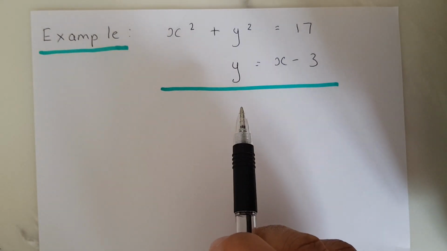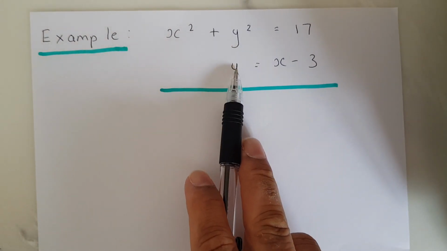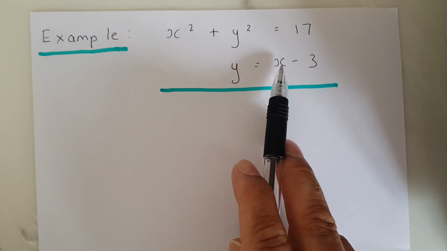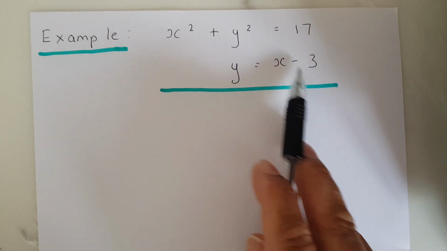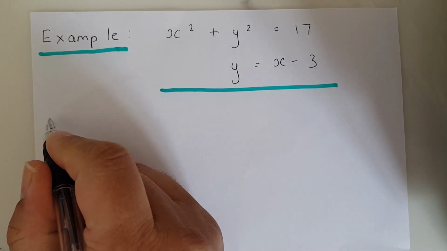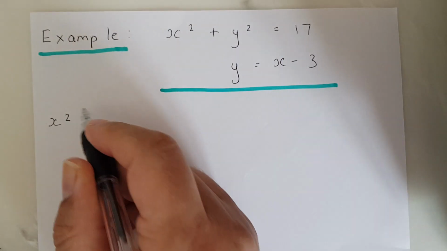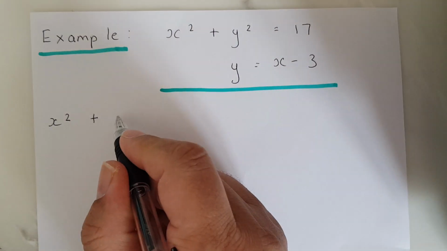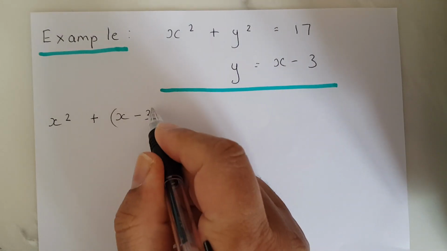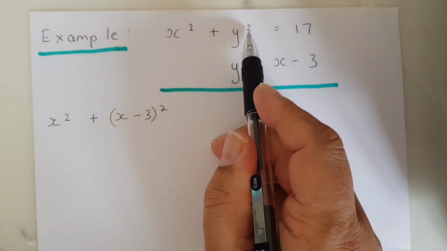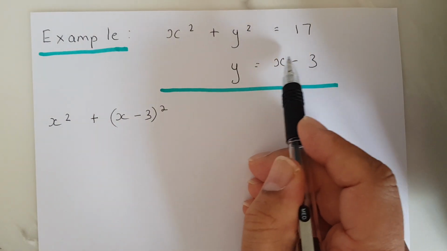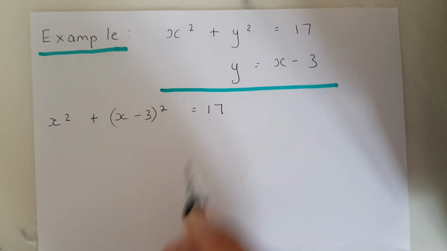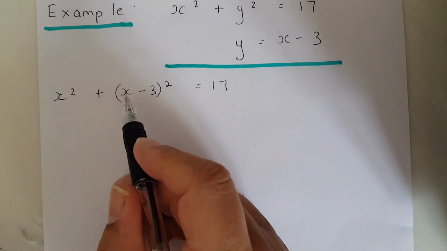Right. The first thing we need to do is substitute y equals x minus 3 into there. So x minus 3 can go in there. I'm going to write down x squared, copied from there, plus y squared. Now y we know is x minus 3, so x minus 3 squared, because it's squared there. All I've done is take that y, which is x minus 3, put it in there and square it, equals 17. Straightforward.